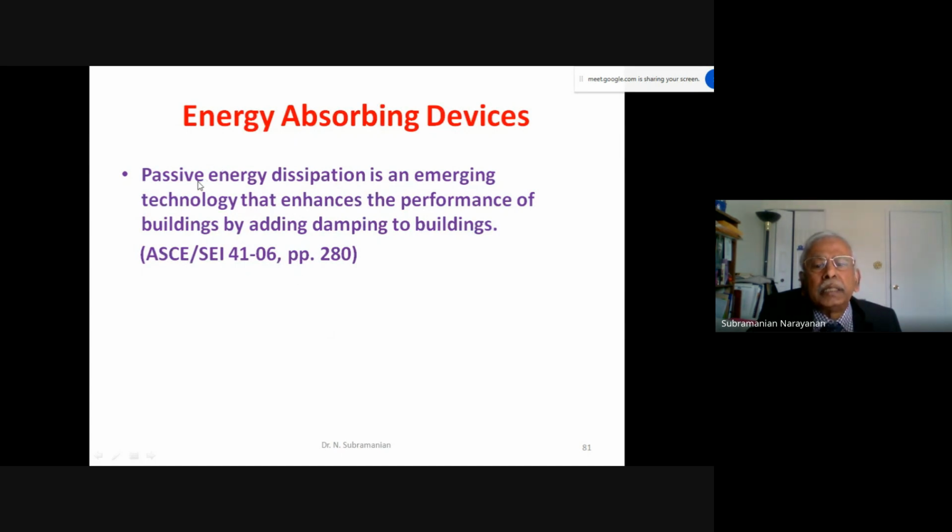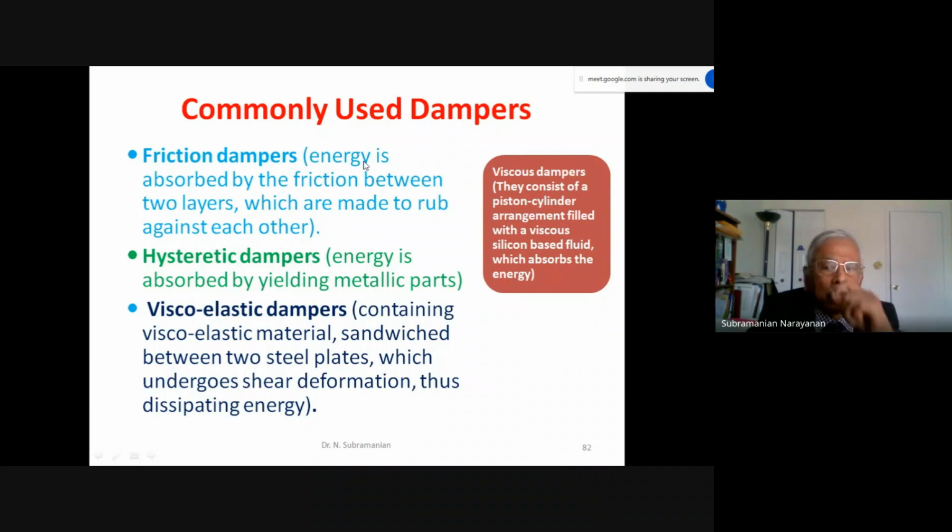Passive energy dissipation is an emerging technology that enhances the performance of buildings by adding damping to buildings. There are different types of dampers. Viscous dampers consist of a piston cylinder arrangement filled with viscous silicon-based fluid, which absorbs the energy. In friction dampers, energy is absorbed by friction between two layers. In hysteresis dampers, energy is absorbed by yielding of metallic parts. And viscoelastic dampers contain viscoelastic material sandwiched between two steel plates, which undergo shear deformation, thus dissipating energy.